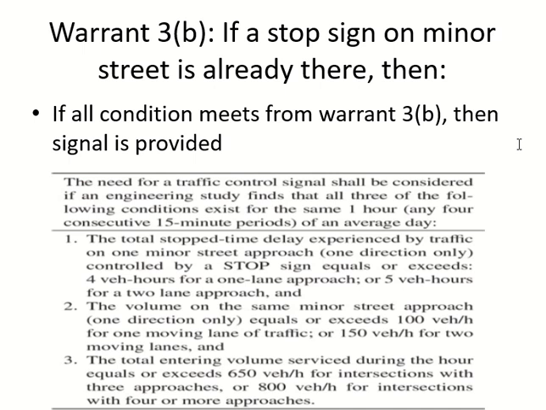Okay. And total volume for all directions is more than this or this total. This one if it's a T intersection, and this one if it's a cross intersection. Okay. So delay on the minor, volume on the minor, total of the minor, total of the intersection. If you fulfill these 3 conditions, this is satisfied.